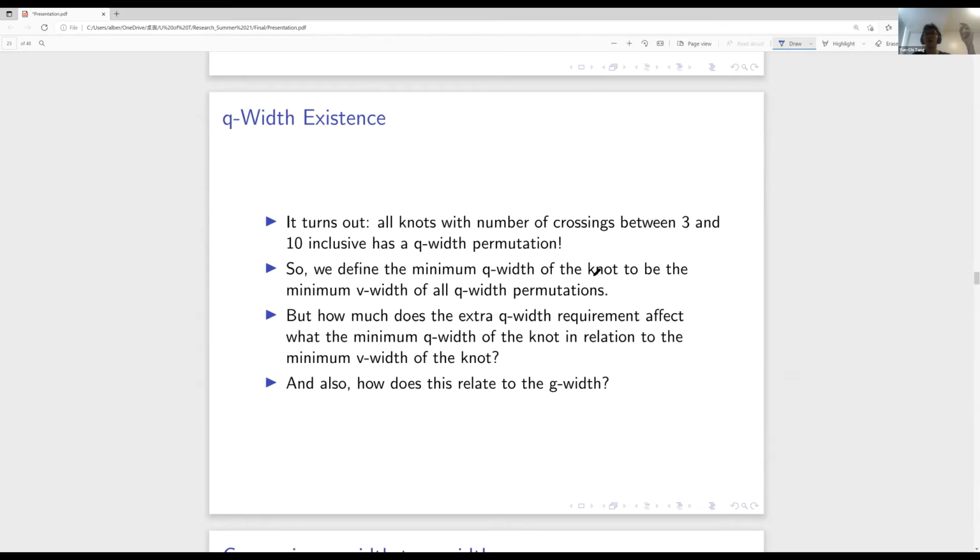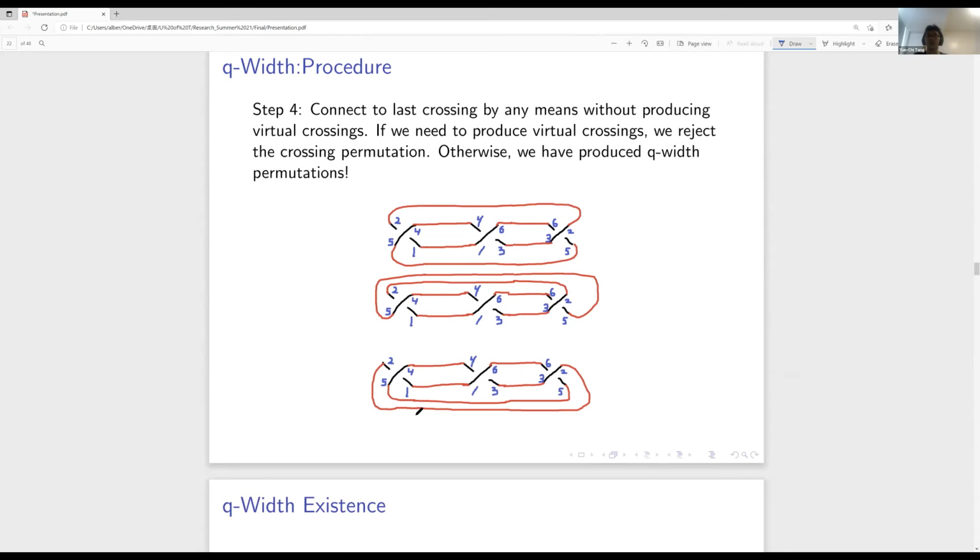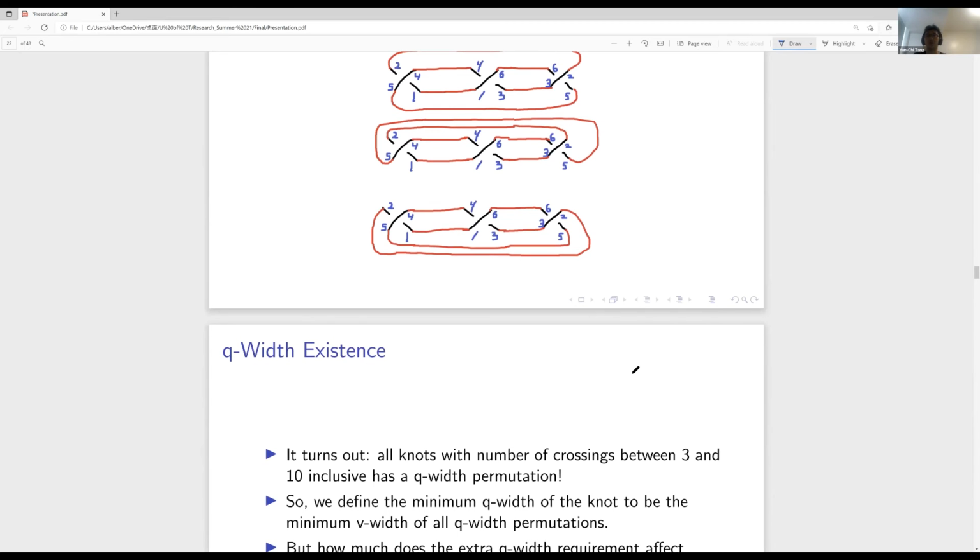Now, I want to take a step back. I want to define the minimum quick width of a knot to be the minimum virtual width of all the quick width permutations. So what this means is that, for example, in this case, the minimum virtual width we know is 4. And we're going to take all the possible quick width permutations and look at what their virtual width is, and then pick the minimum, and we got ourselves the minimum quick width of the knot.